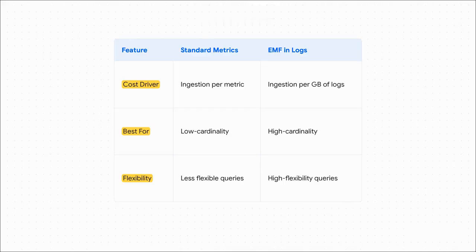This right here shows you why it's such a big deal. It's a fundamental shift in the cost model. With standard metrics, you pay per metric. With EMF, you just pay for log ingestion by the gigabyte. This means you can stuff all that high cardinality data, like user IDs, inside a log. You end up paying a tiny fraction of the cost, but you still have the power to query it when you actually need it. This is the heart of the whole strategy.